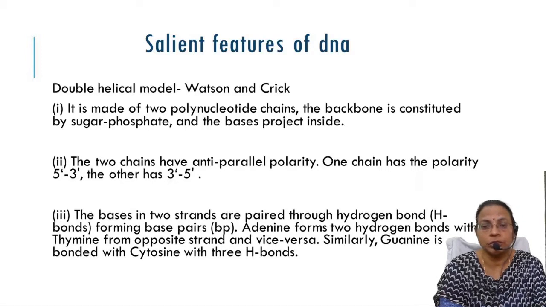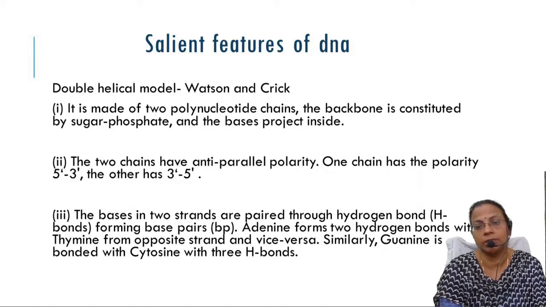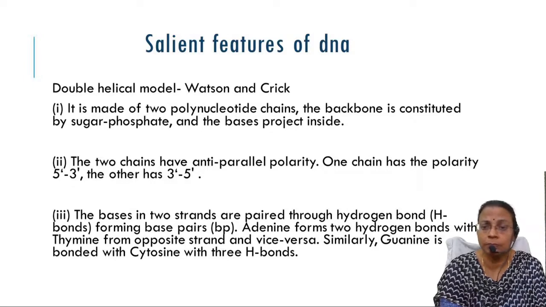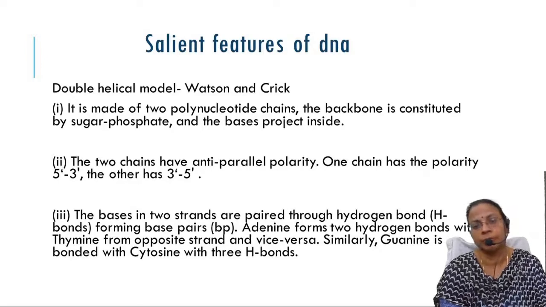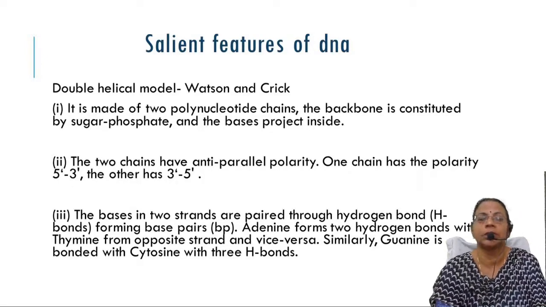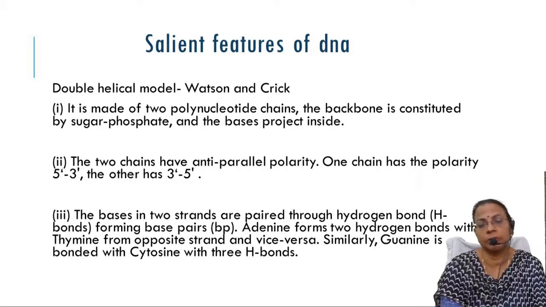The difference between deoxyribose and ribose is that in deoxyribose, the second carbon has H only, and oxygen is absent. Whereas in RNA, the second position has an OH group, which is more reactive. That is the main difference between deoxyribose and ribose. So this deoxyribose binds at the first carbon with the nitrogen base.